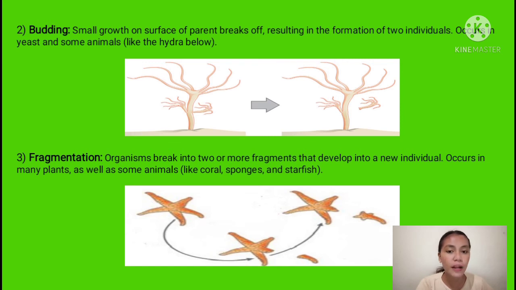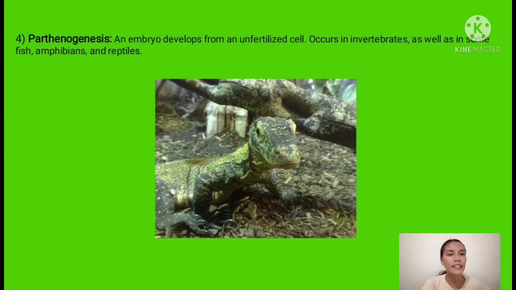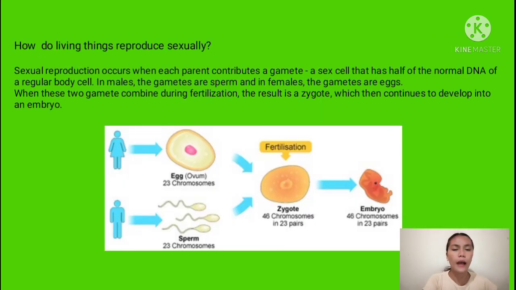The third is fragmentation. Organisms break into two or more fragments that develop into a new individual. Fragmentation occurs in many plants as well as some animals like coral, sponges, and starfish. The last is parthenogenesis. An embryo develops from an unfertilized cell. It occurs in invertebrates as well as in some fish, amphibians, and reptiles.